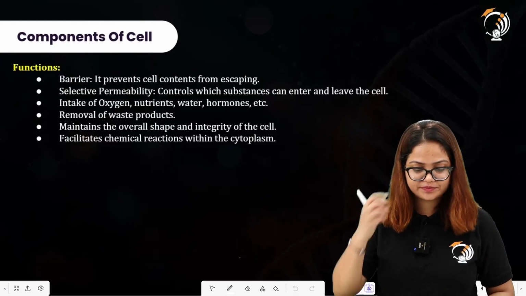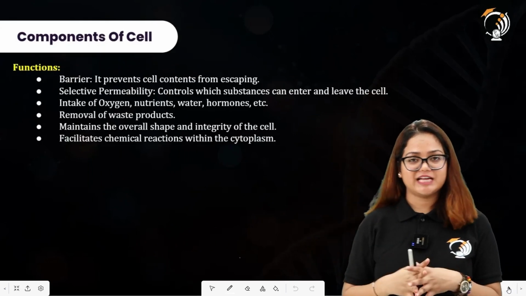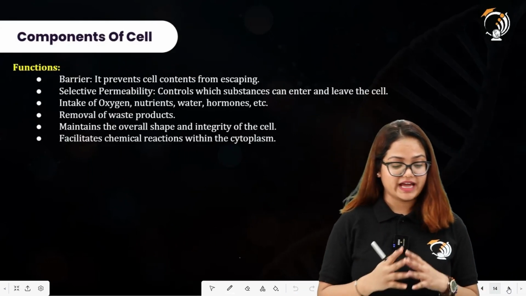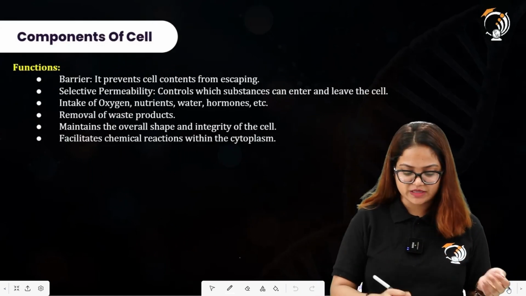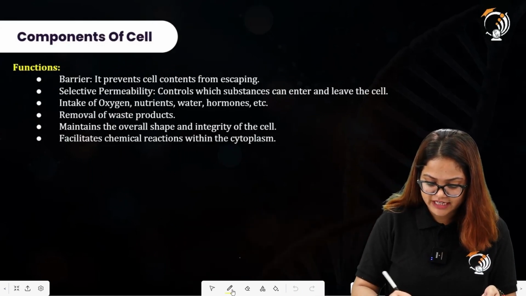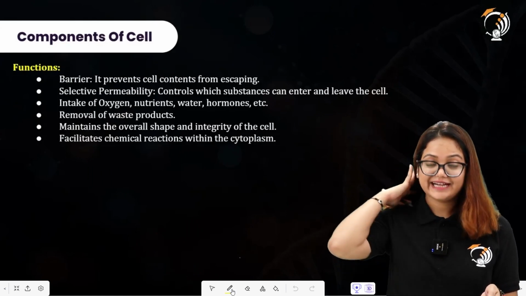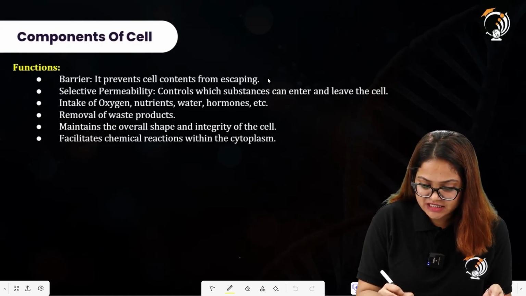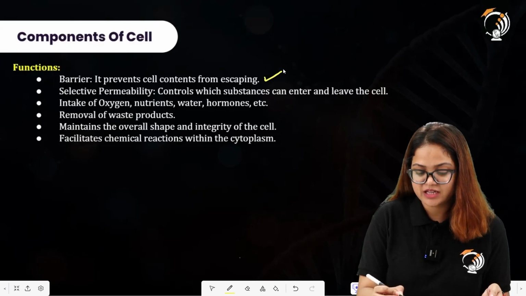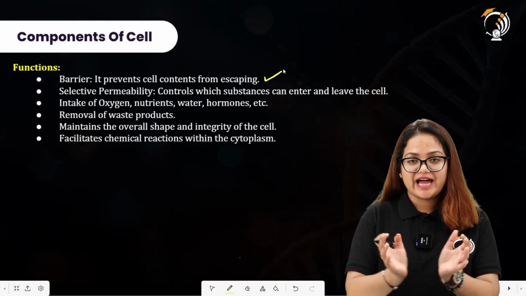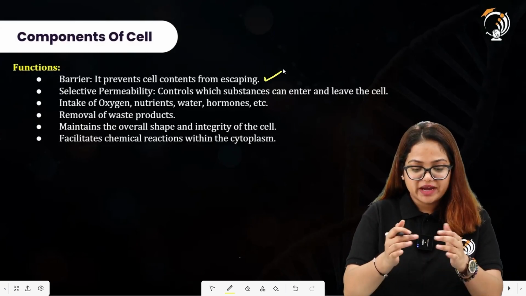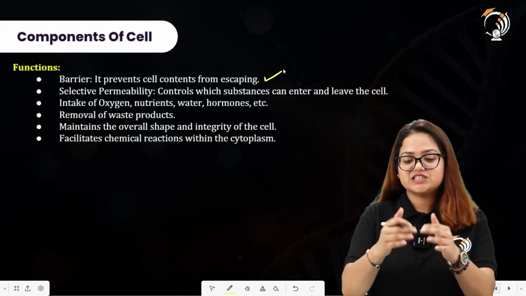All right. So functions of the plasma membrane are very important, and we can observe many questions have come through the direct statements as well. So here we have our first statement that says it acts as a barrier. So it prevents the cell contents from escaping. So it lets them bound together in the cytoplasm and provides a boundary to the cell. So by this it will prevent the cell contents from escaping.